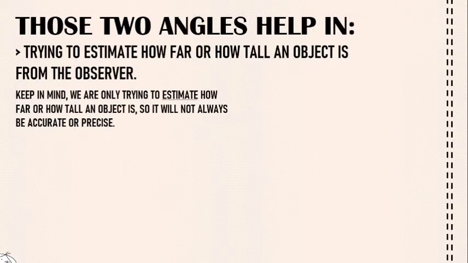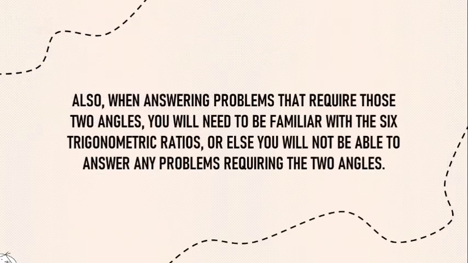Those two angles help in trying to estimate how far or how tall an object is from the observer. Keep in mind, we are only trying to estimate how far or how tall an object is, so it will not always be accurate or precise. Also, when answering problems that require those two angles, you will need to be familiar with the 6 trigonometric ratios, or else you will not be able to answer any problems requiring the two angles.